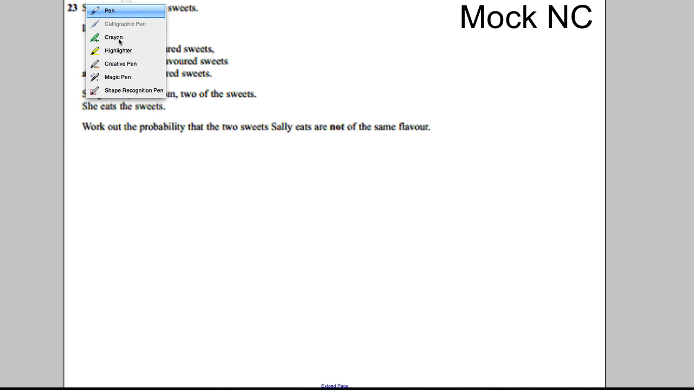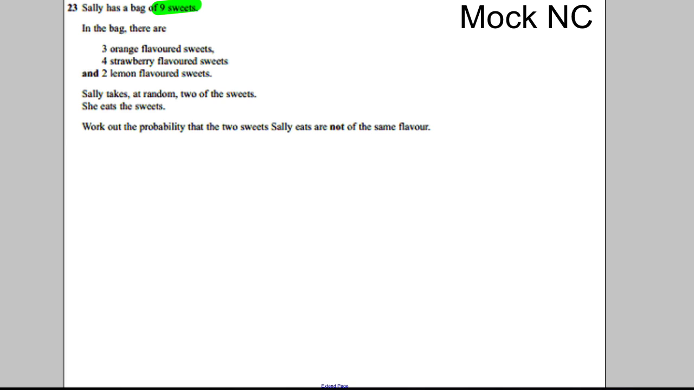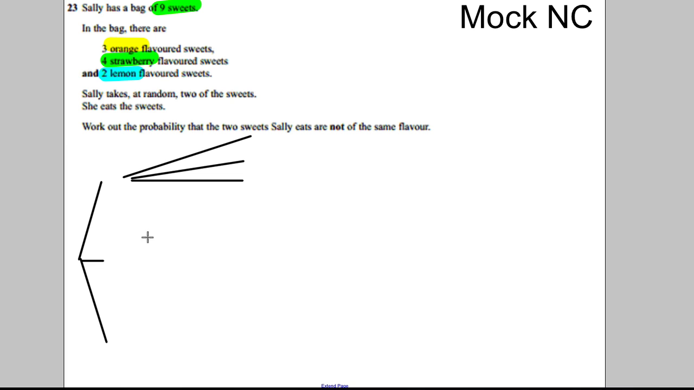Okay, so Sally has a bag of 9 sweets in total. There are 3 orange, there are 4 strawberry, and there are 2 lemon. She takes 2 out at random and eats them, so that means she's not putting them back, obviously. Work out the probability the 2 sweets are not the same flavour. So we better draw a tree diagram for this. Give yourself plenty of space to do it, otherwise it will look messy and not work out for you.